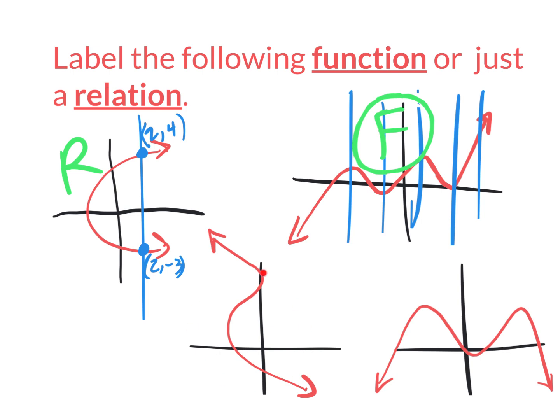How about this next one? F or R, function or relation? Relation. Why is it a relation? Because if you draw a vertical line, it'll cross at way more than one spot. You got 1, 2, 3 spots. So that's definitely a relation. That's like saying I plug in a -1 and I get out a -1, but then I plug in a -1 again and I get out a 3, then I plug in a -1 again and I get out a 7. So that's all messed up. That's just a relation.